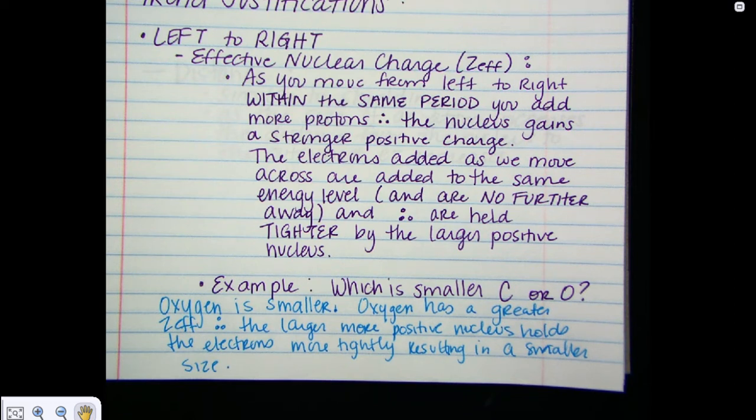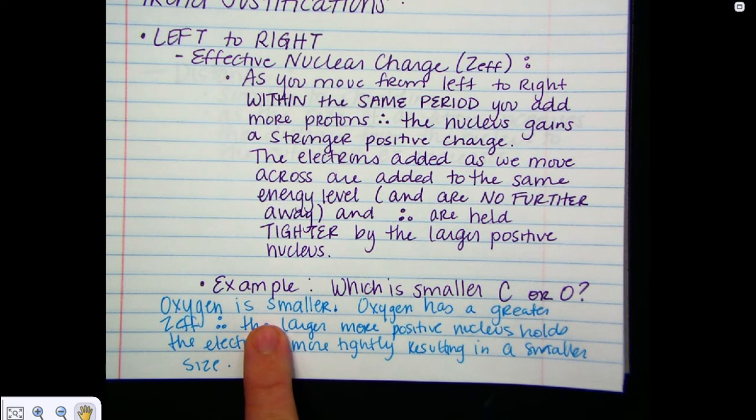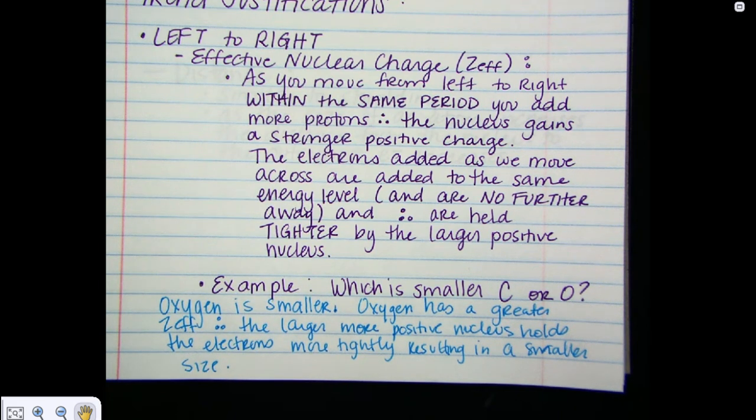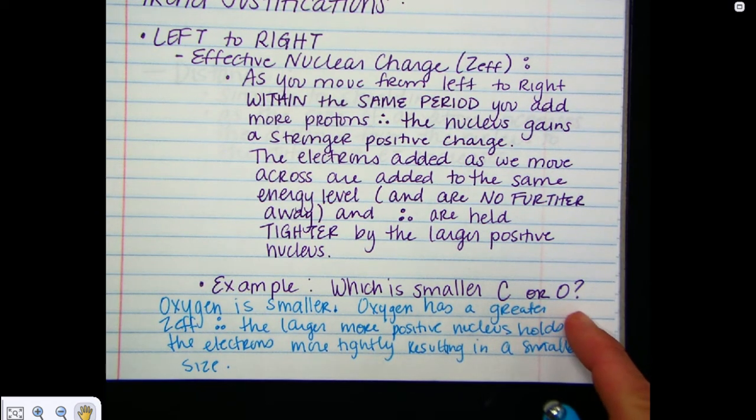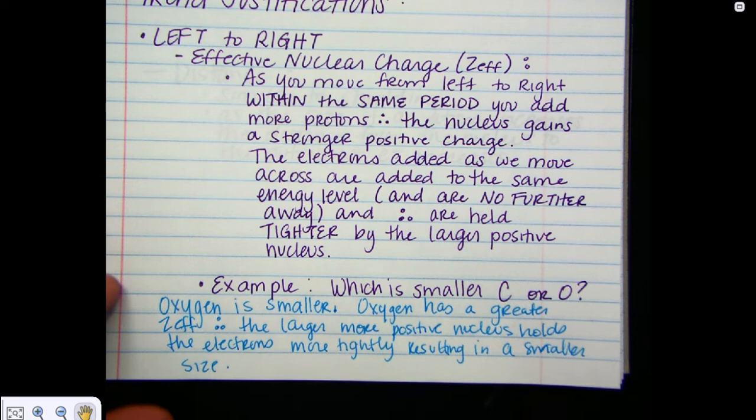Okay, so ionization energy is the amount of energy required to remove an electron. The smaller the atom, the more energy is required. The more I've got to pry that electron away from that positive nucleus. And since oxygen has a bigger positive nucleus, it's going to take more energy to do that. Okay.